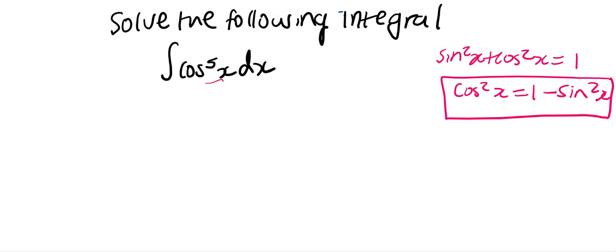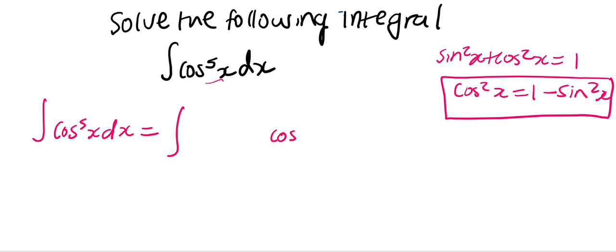So now, this is cos to the power of 5, meaning that we have to rewrite it such that we have the even part and the odd part. So this is the integral of cos to the power of 5x dx. Remember what we said in the previous video, that the odd power will always be the power of 1, so this is cos x dx. That's the odd power, because we will rewrite it.